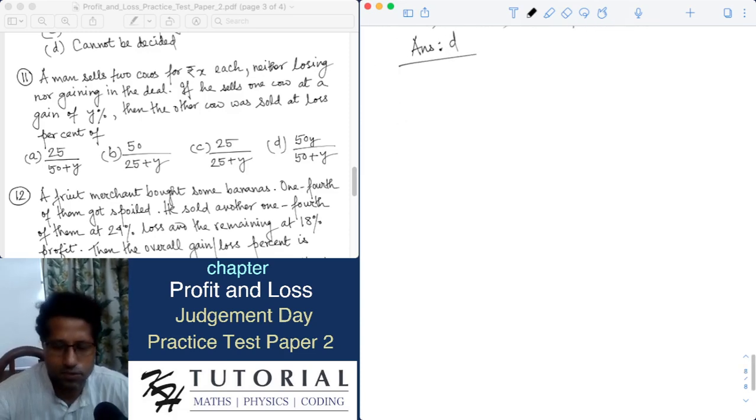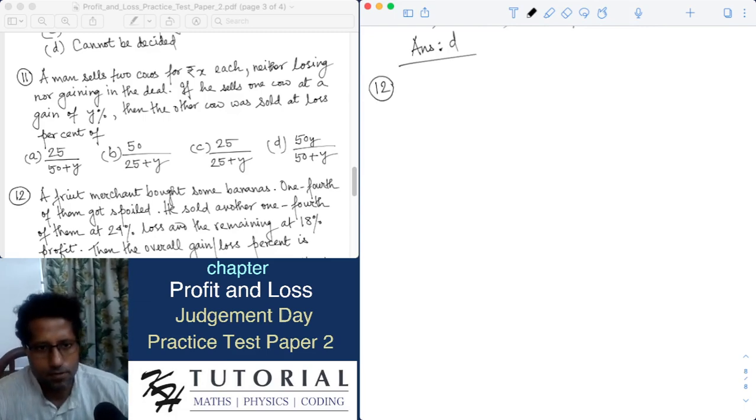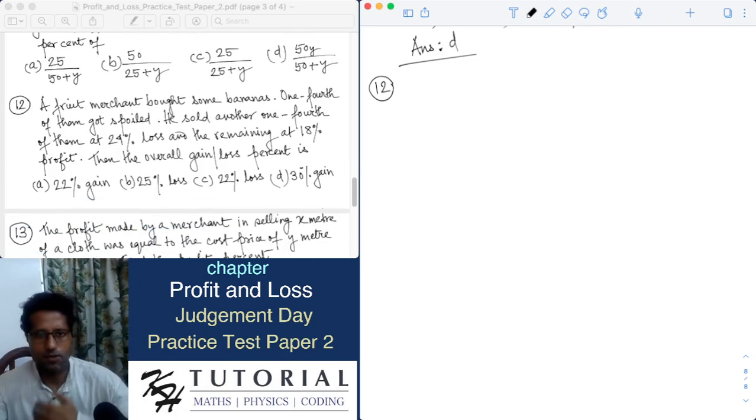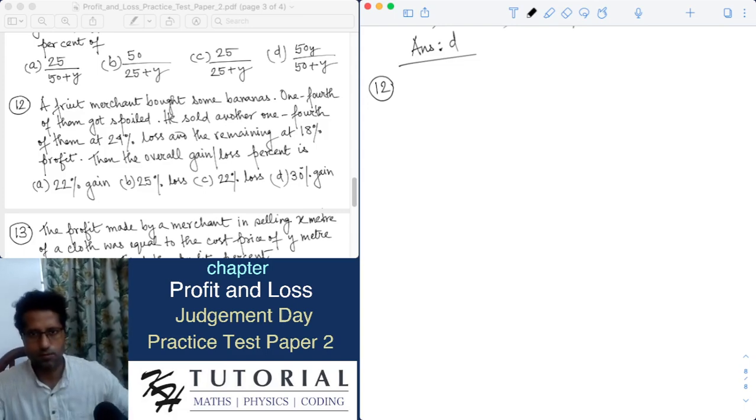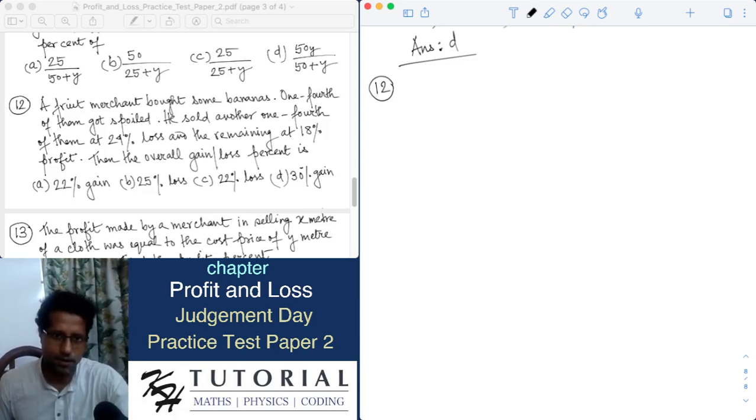Okay, let's do question number 12. Question number 12 says that a fruit merchant bought some bananas. 1/4 of them got spoiled. He sold another 1/4 of them at 24% loss and the remaining at 18% loss. Then the overall gain or loss percentage.